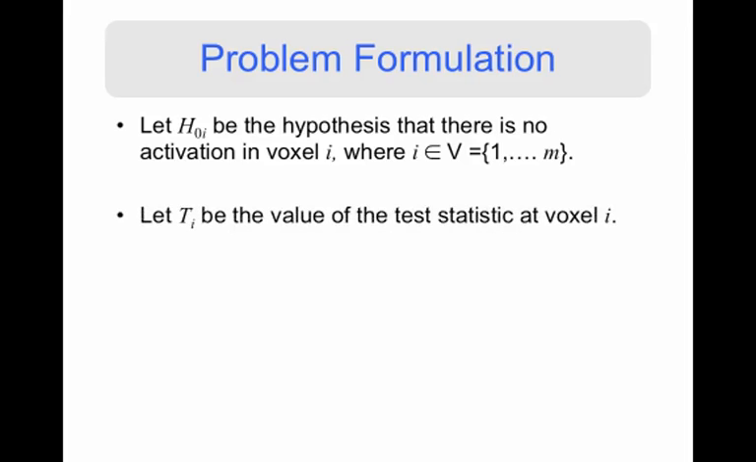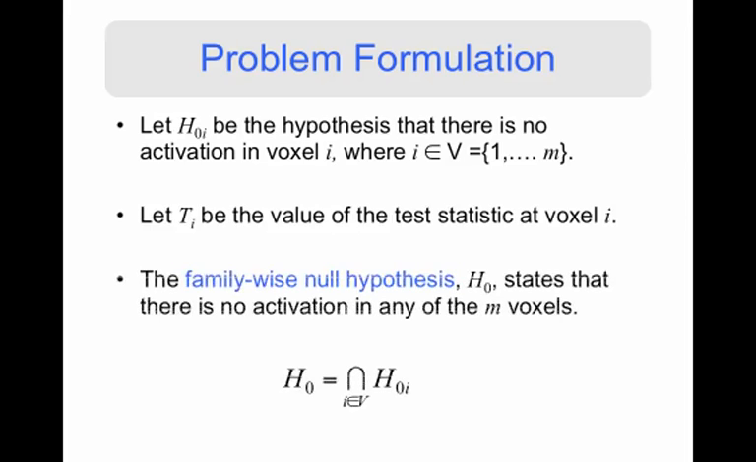Now let's let T i be the value of the test statistic at voxel i. So again, we have a hypothesis at each voxel, and we construct a test statistic at each voxel to see whether or not the data is consistent with the null hypothesis or not. And so these are the values that we have in our statistical map.